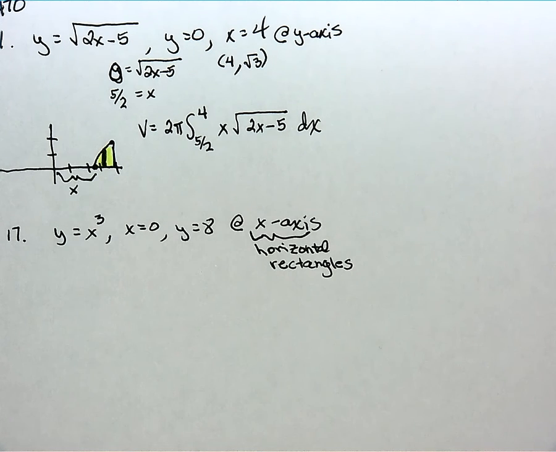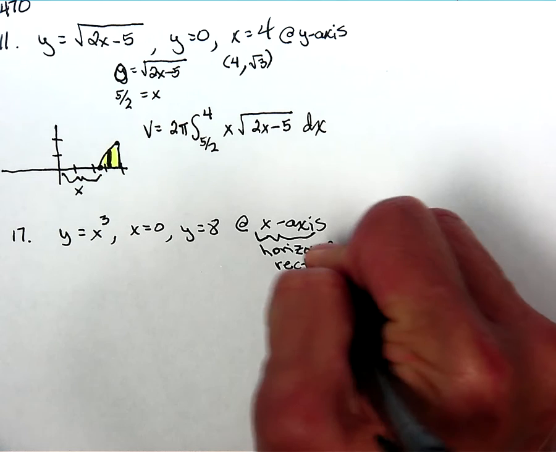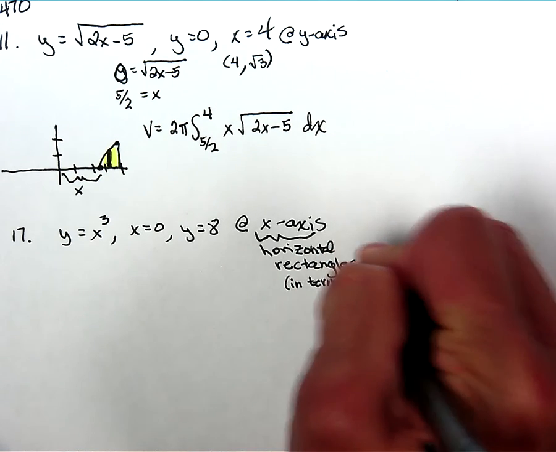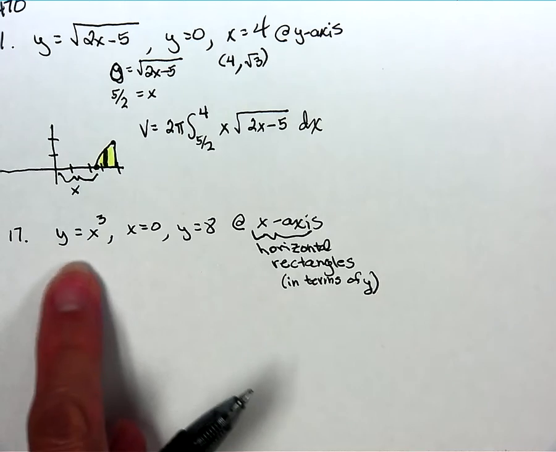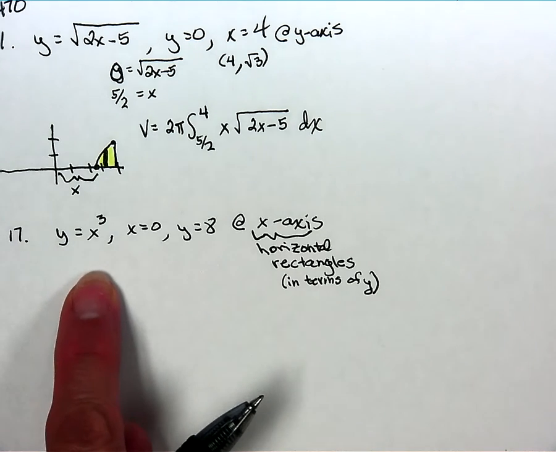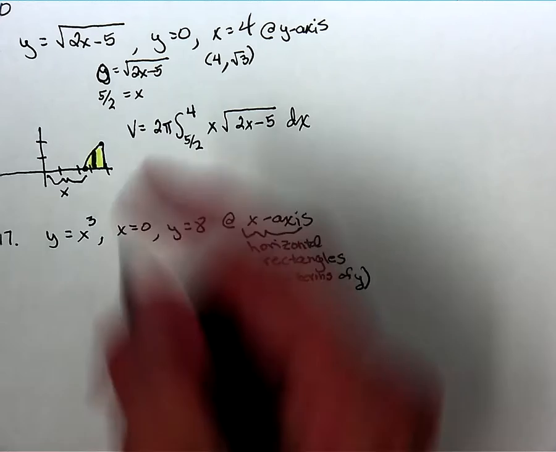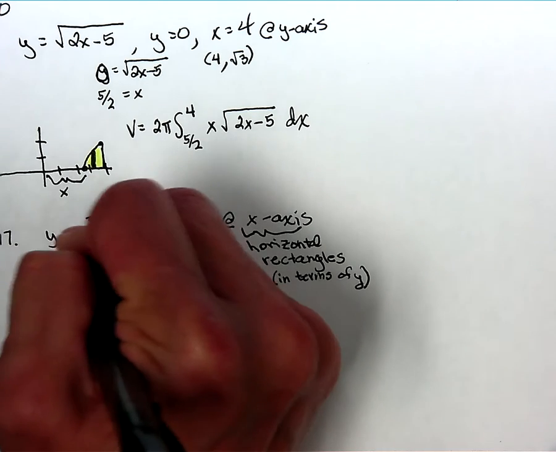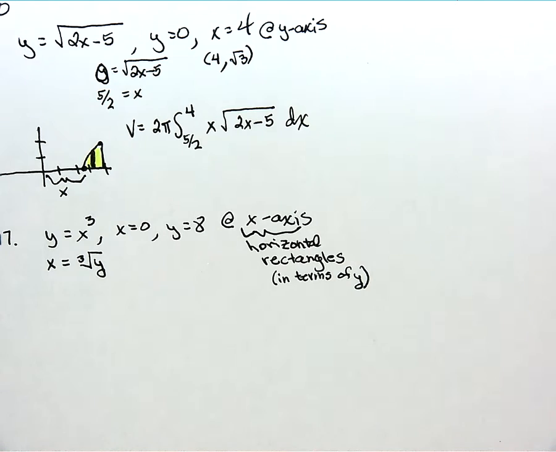So horizontal rectangles, and that means everything in terms of what? All right. So everything in terms of what? Well, right off the bat, I realized that's not what I have. I have y in terms of x instead of x in terms of y. But that's pretty easy to solve for x. And there's my function in terms of y.